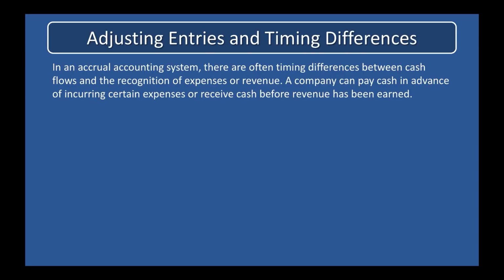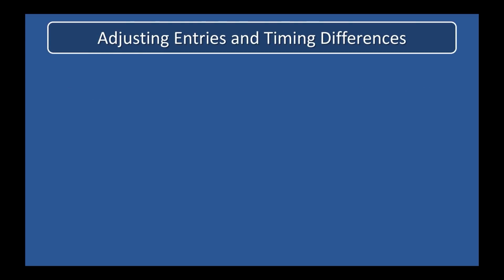In an accrual accounting system, there are often timing differences between cash flows and the recognition of expenses or revenue. A company can pay cash in advance of incurring certain expenses or receive cash before revenue has been earned. Likewise, it can incur certain expenses before paying any cash or it can earn revenue before any cash is received. These timing differences and the adjusting entries that result from them are summarized as follows.